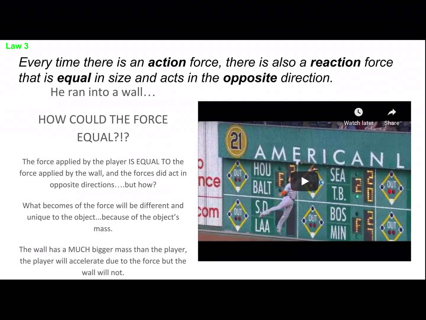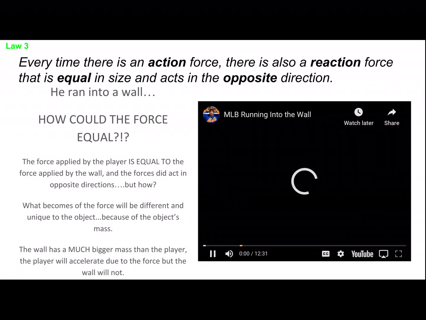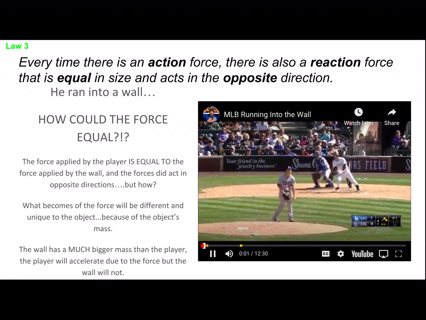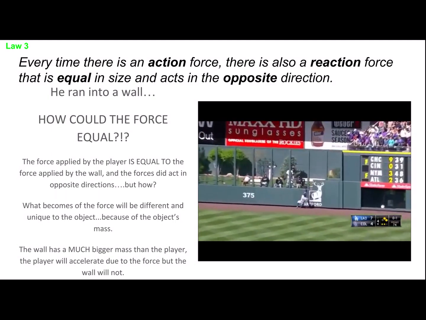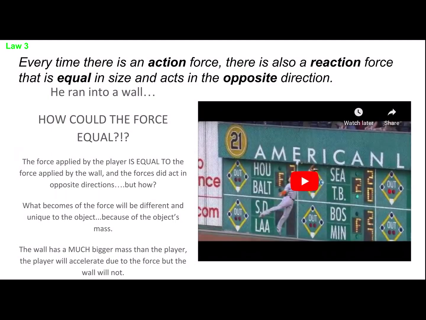All right, and sometimes the examples are a little bit harder to see, so let's check out this video. Barnes throws one to deep right field. Puig is back at the wall. He leaps. Ouch. All right, so he ran into a wall. How could the forces be equal?